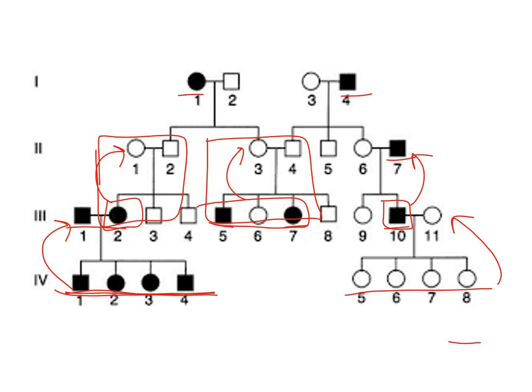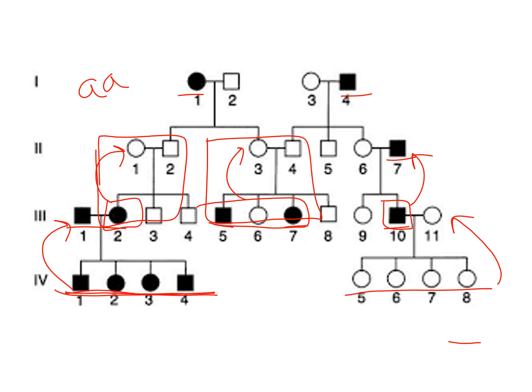So first, determine the mode of inheritance. For this pedigree, it is autosomal recessive. Then you figure out the genotype for the disorder. Since it is autosomal, you're just using the letters by themselves. They're not on the X chromosome. And it's recessive, so it's lowercase a, lowercase a.